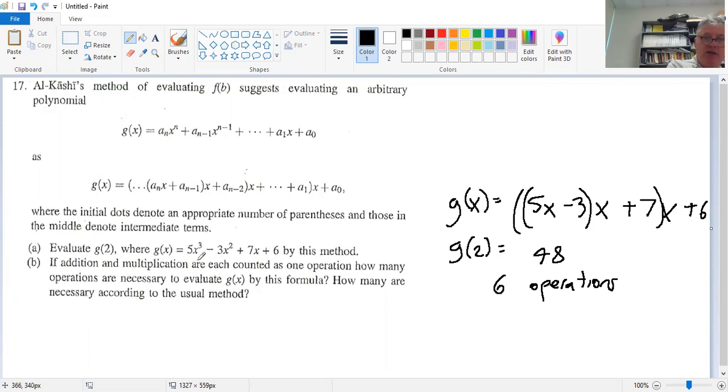Whereas if we do it by the typical method, to do 5 times 2 cubed, that's going to be 2 times 2 times 2 times 5. So that's going to be 3 multiplications there. 2 times 2 times 3 is 2 multiplications there. 7 times 2 is going to be 1 multiplication there. So that's 6 multiplications altogether. And then we have to do 1, 2, 3 additions. So there's 9 operations by the traditional method. And so we see that this indeed is a more efficient method.